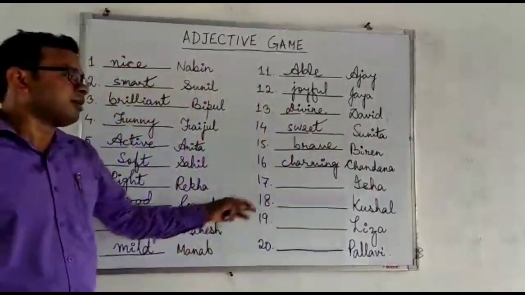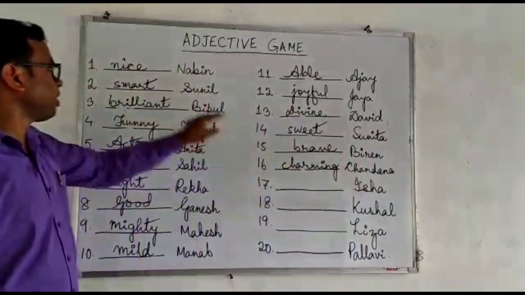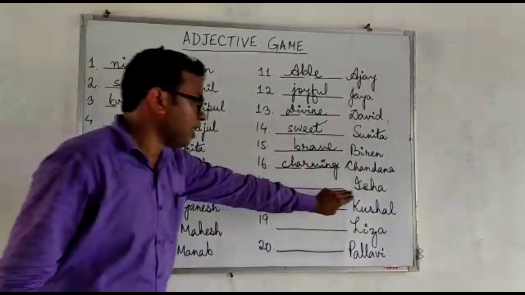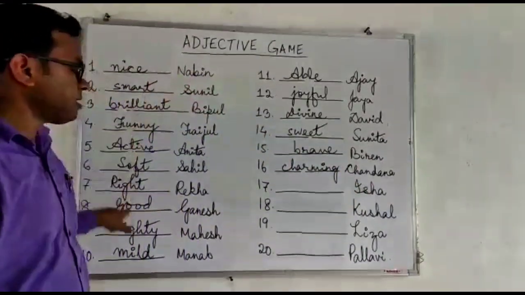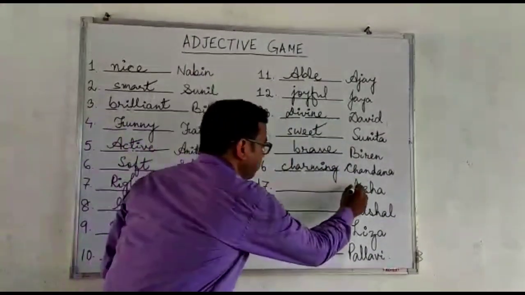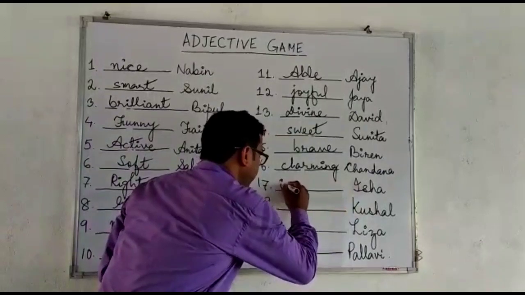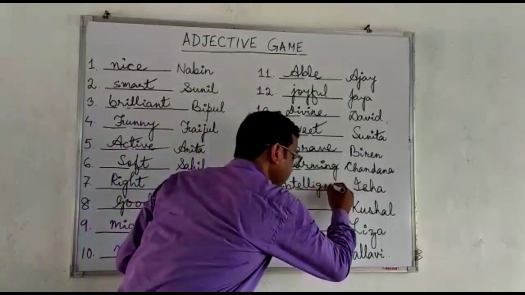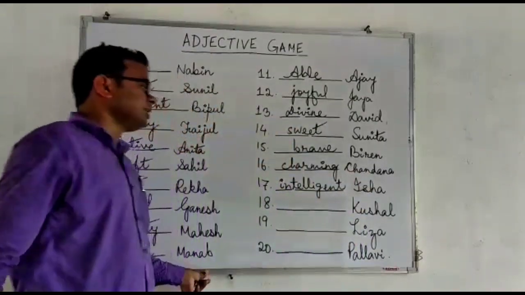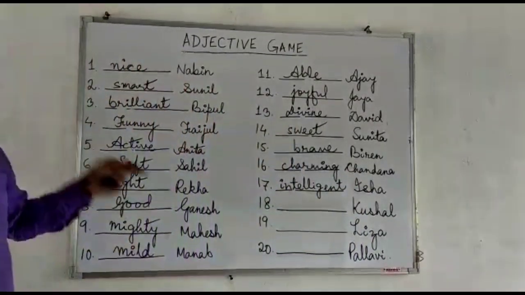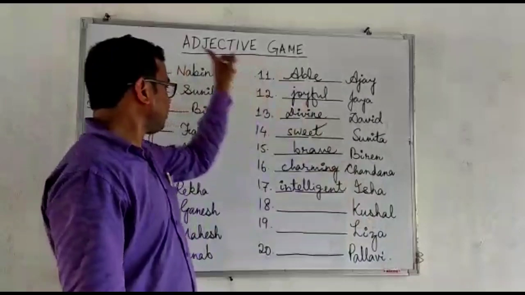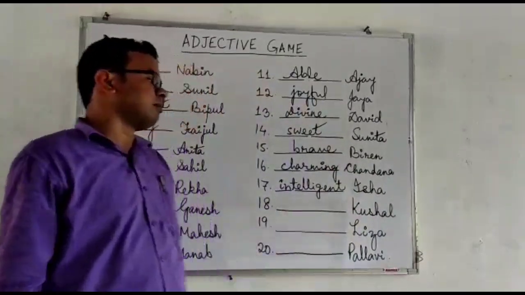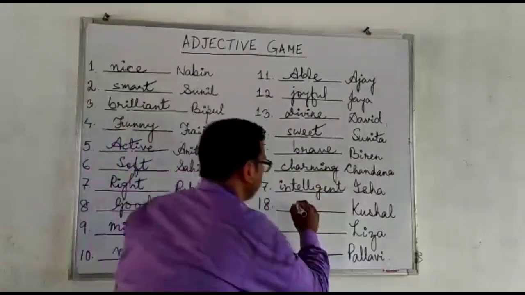Now it is time for Isha. Isha will also pronounce all the adjectives and names. And when it is her turn, she will say all the names. After that, she will say the starting letter I. So it will be intelligent or any other suitable adjective for her. So it is intelligent Isha. After that, it is time for Kushal. Kushal will pronounce all the names along with the adjectives, and he will say for himself kind Kushal.